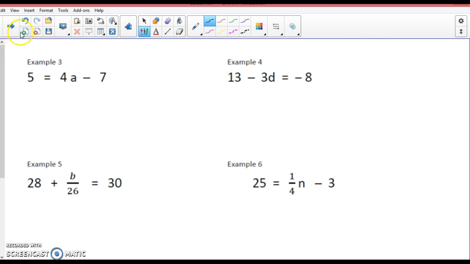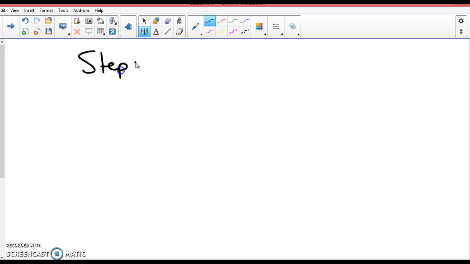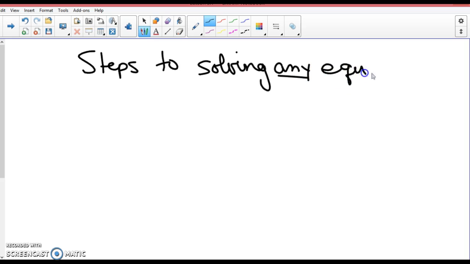Let's write this. Steps to solving any equation. And I guess I should qualify that for you guys. I'm talking a linear equation, which means x to the first power. You will be doing quadratics later this year, and these won't be the same steps. Quadratics are x to the second power.